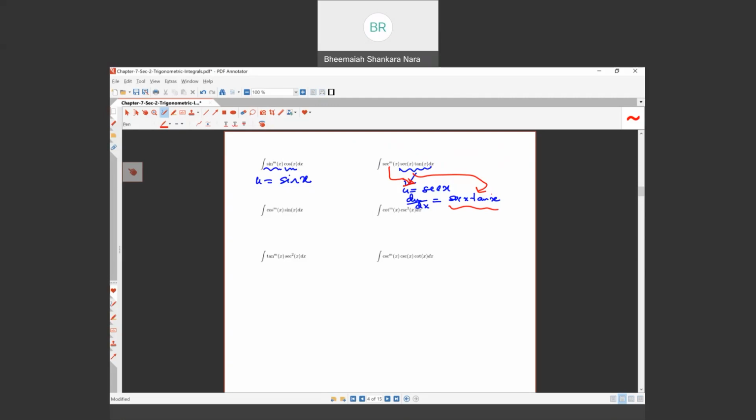The next one is cosine to the m times sine x. So your substitution will be cosine x. When you differentiate, you will see sine x dx here. Cotangent to the m times cosecant square x. The substitution will be for cotangent x. Tan to the m times secant square, the substitution is for tan. Cosecant to the exponent times cosecant times cot, the substitution will be cosecant.